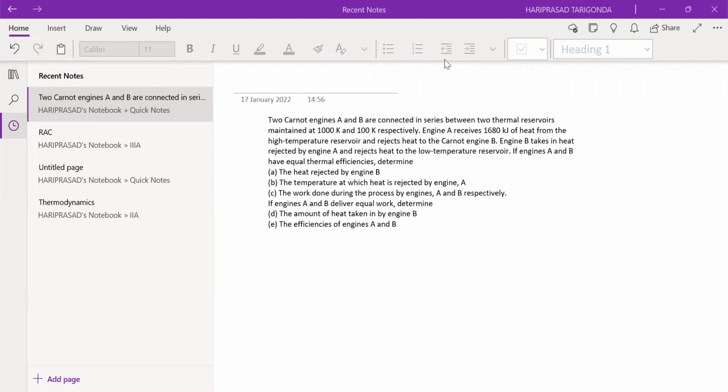Let us take this one reservoir that is at T1. What is the temperature here? What is the T1 temperature? 1000 Kelvin will be there. Yeah, 1000 Kelvin. Ravindra, you can speak.